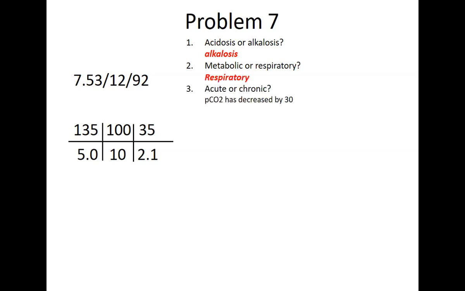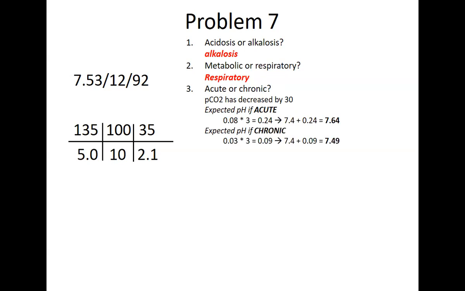So look, our PCO2 has decreased by about 30, right? So if it's an acute change, 3 times 0.08 would be 0.24. So it should be about 7.64. But if it's chronic, 0.03 times 3 is 0.09. It should be 7.49. So it's kind of in between acute or chronic. Again, because this patient is coming into the ER with these changes, we're assuming it's acute and maybe something else is pulling that pH down. And I know the story, so that is what happened. So this is, we think, an acute respiratory alkalosis.